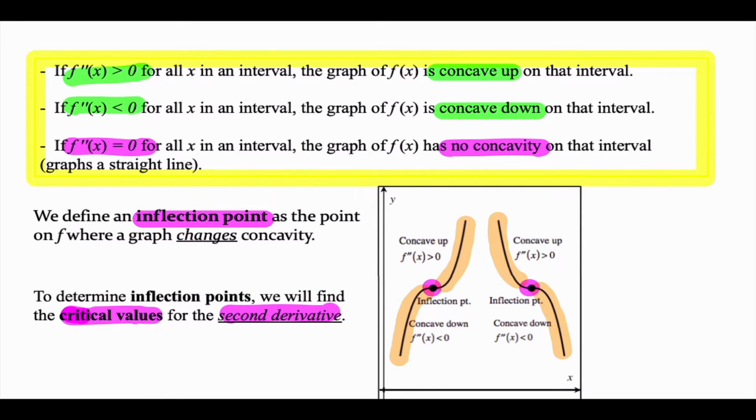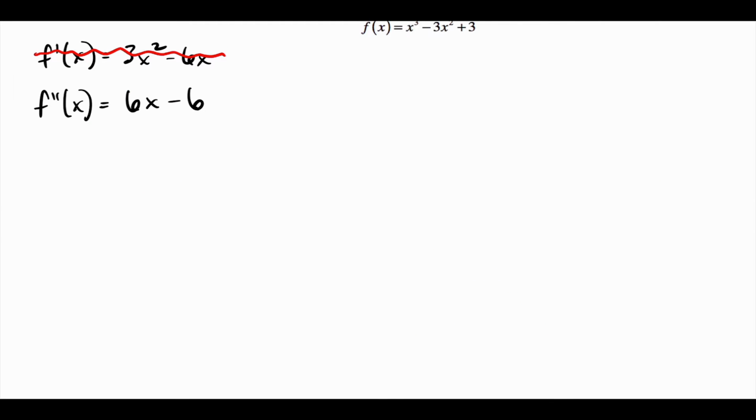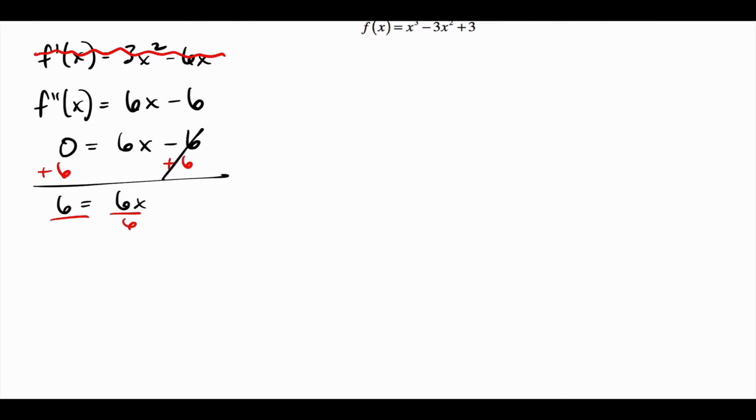That's the critical value. So how did we find critical values for the first derivative test? What did we do? And that's what we're going to do with the second derivative. Set it equal to 0. It's the same process, just with the different derivative. Okay, so 0 equals 6x minus 6. Add 6 to both sides. x equals 1.